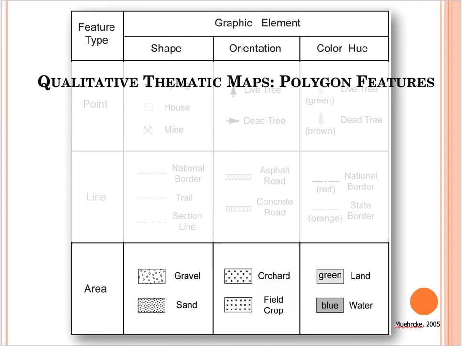Another type of feature we could see with qualitative thematic maps is area. So another term for this is polygon. So we look at polygon shapes to show us the area. We have here for shape, whether it's gravel or sand. And then for orientation, the difference between an orchard and a field crop. And we also have color hue. So land is represented as green and water is represented as blue.